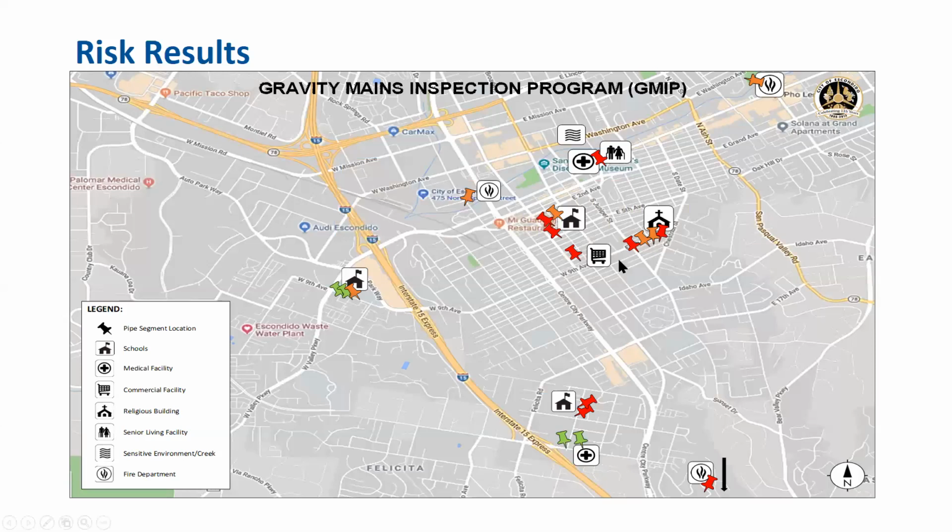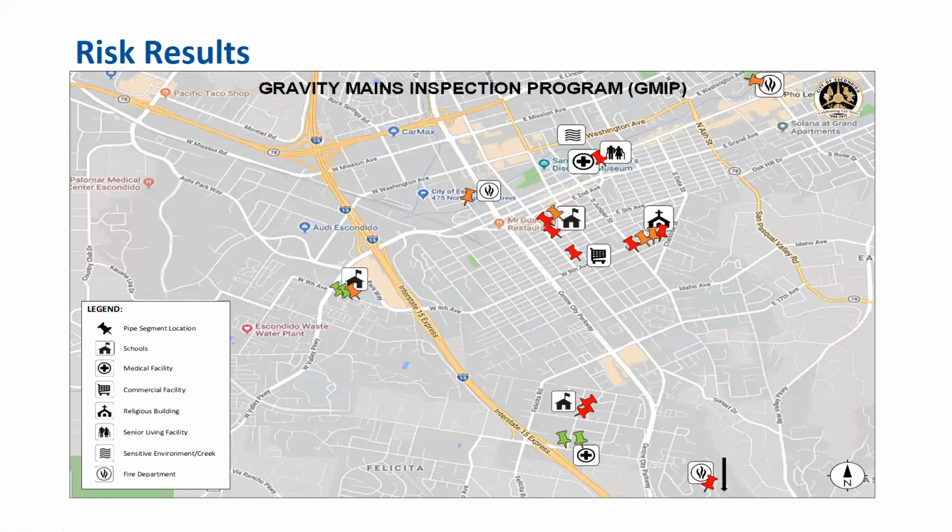And then for the city of Escondido to have an idea of the place for these pipe segments, whether it serves specific customers or stakeholders, whether it's close to an environmentally sensitive area, or services customers with significant importance, let's say hospitals. So this graph just helped the city have an idea for the pilot of these gravity mains here.